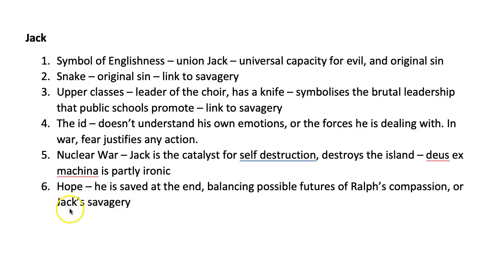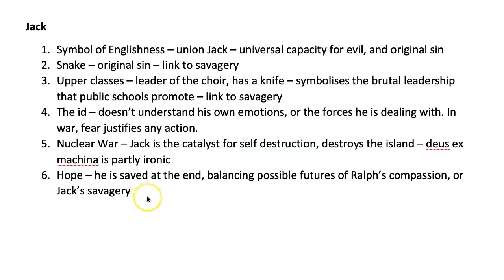And the fact that they're taking off in a warship to go back to war strongly hints that perhaps Golding is saying Jack has been stopped now, but the chances are the future will be a repetition of what's happened on the island. So it's up to you to decide how pessimistic you want to be about the end.